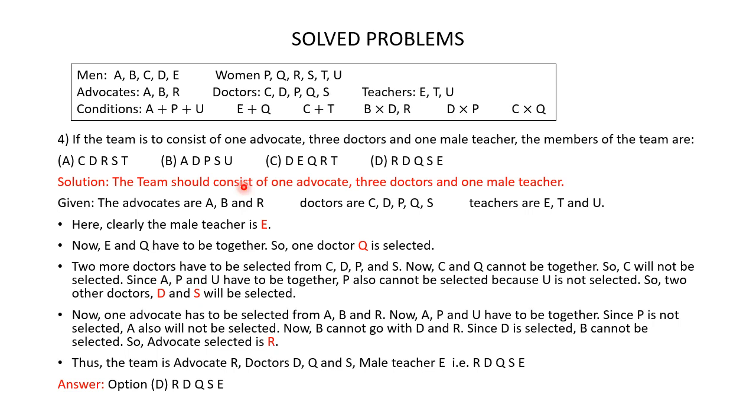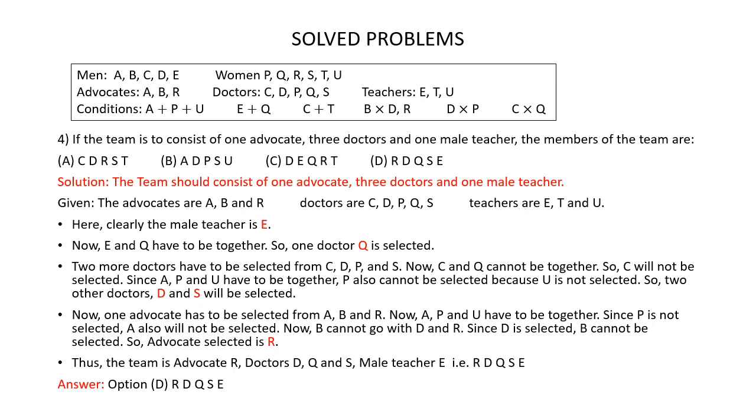Now the team should consist of one advocate. So this one advocate has to be selected from A, B and R. Now we know that according to the given condition, A, P and U have to be together. Now since P and U have not been selected, clearly A also cannot be selected. So one advocate now has to be selected from B and R.